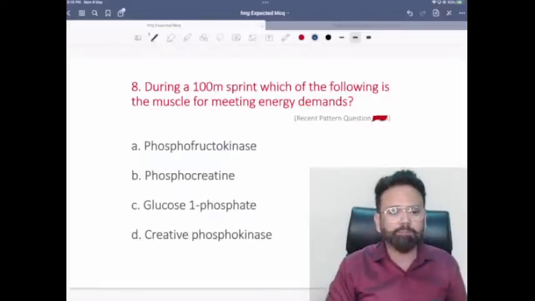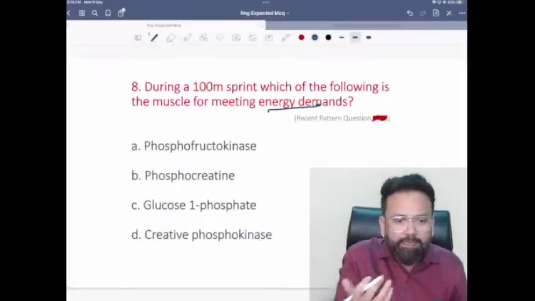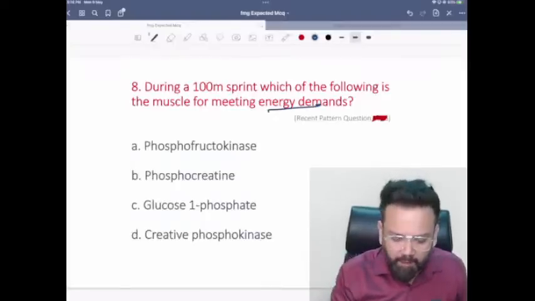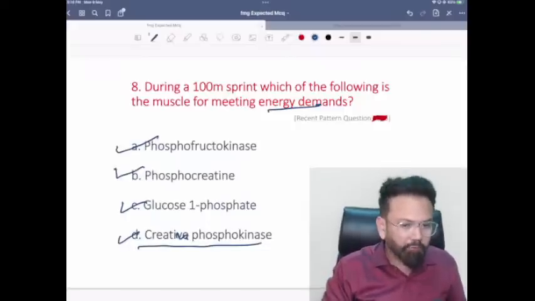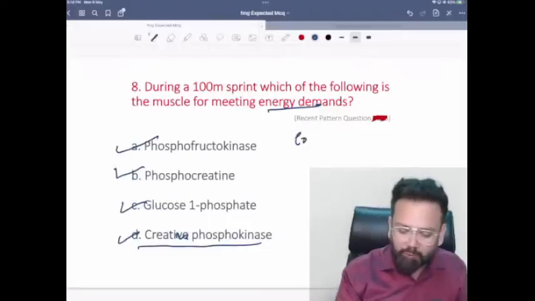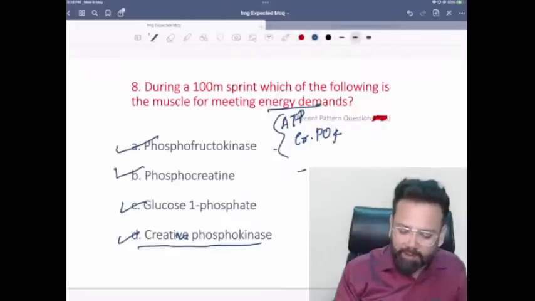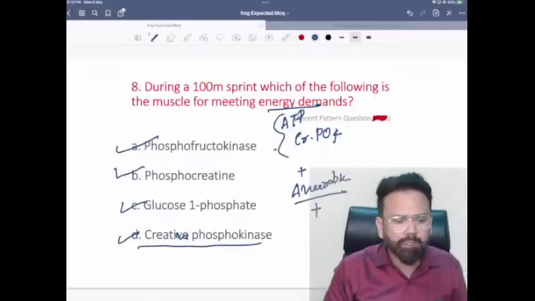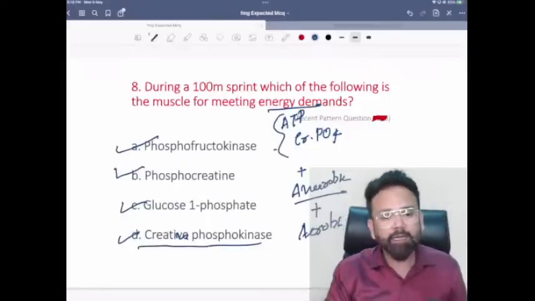So during a 100-meter sprint, which of the following is the muscle for meeting energy demand? So immediately the energy demand is favored by phosphofructokinase, phosphocreatine, glucose 1-phosphate or creatine phosphokinase. What is the answer? What is the sequence, by the way? First of all, the sequence is creatine phosphate. Before that, directly they will get energy from ATP. Then creatine phosphate. Then they will get energy from anaerobic source like glycolysis. And after that, for example, if someone is running the marathon, then the answer will be aerobic. So first answer will be creatine phosphate.